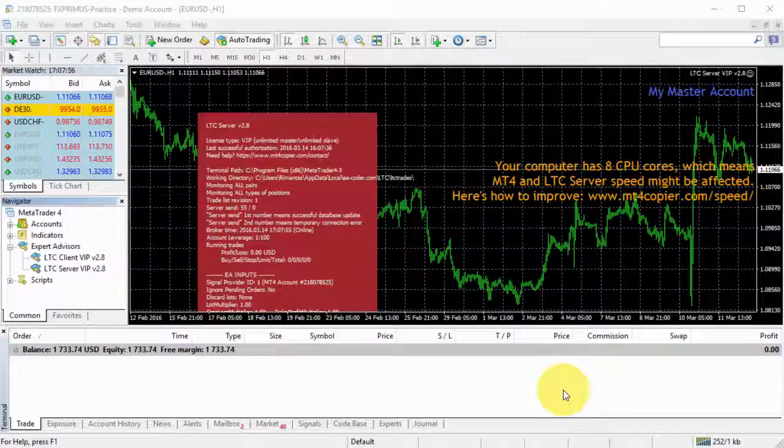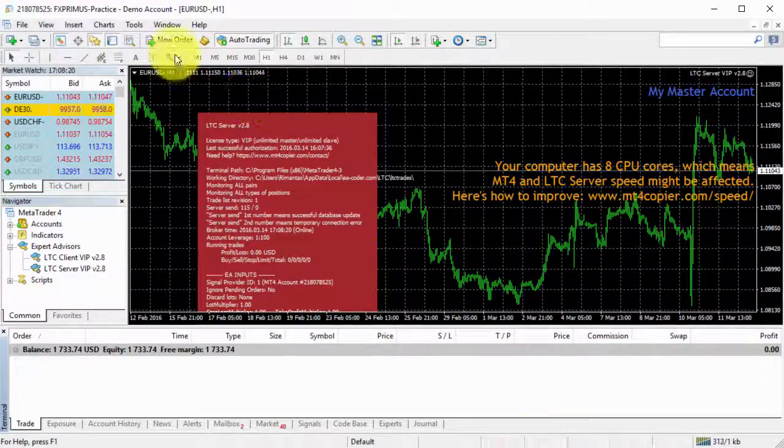So in this video, I want to show you how CloseBy trading operations are handled by the Local Trade Copier. Not many traders actually know about the CloseBy operation, and not every broker supports that. But let me demonstrate how it works and one of its biggest benefits.